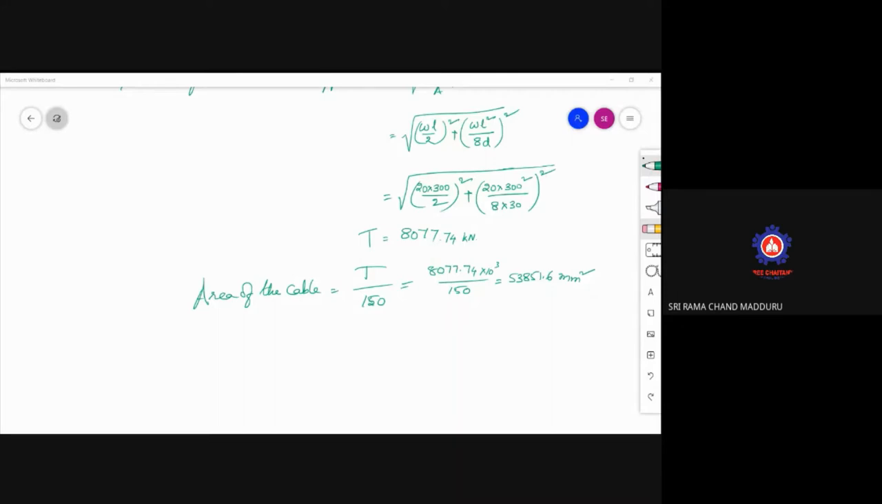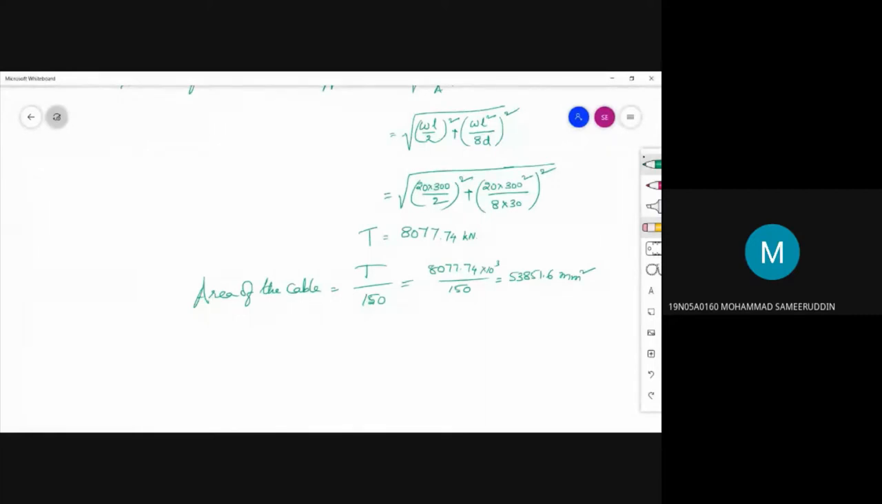So the next problem, you can practice by yourself. Samir, you might have missed multiplying with 1000. Why? Because the force is in kilonewtons. So yes, into 10 cube. Into 10 cube. Yes, sir. Right.